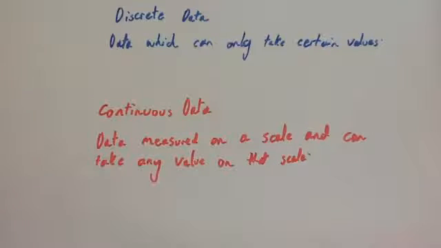An interesting one that people talk about is money. Money in itself, currency, is a discrete value. It can only take certain values, whereas the value of something, say for instance stocks and shares, you can give something a value that would be continuous.